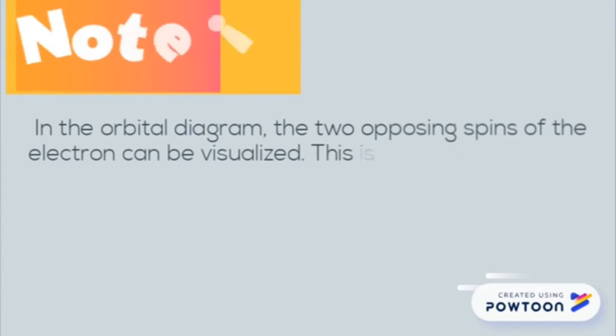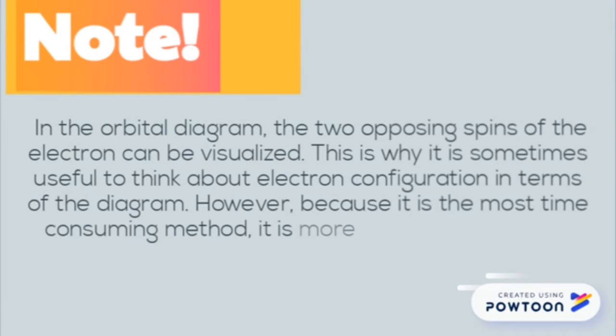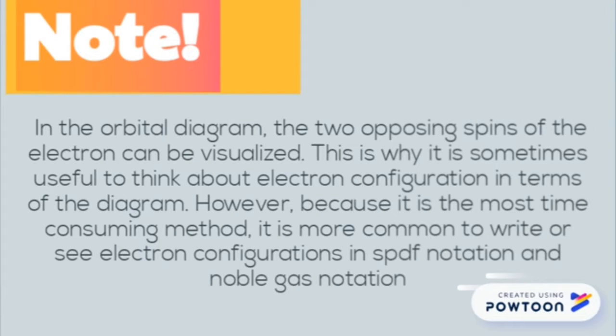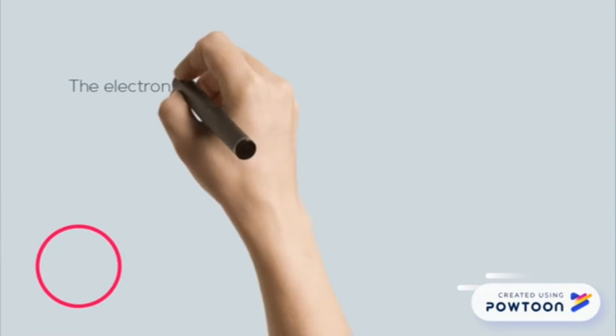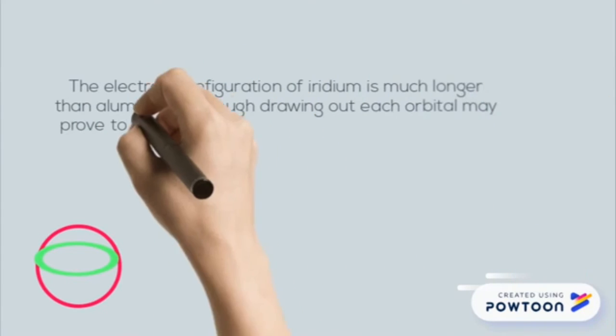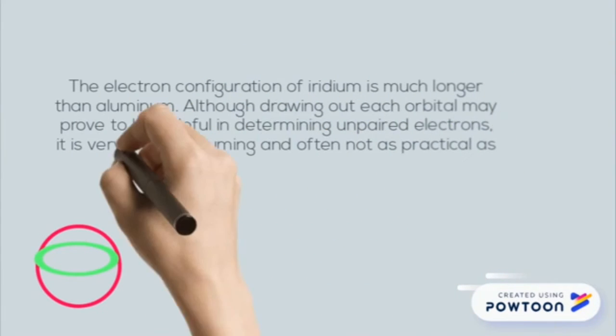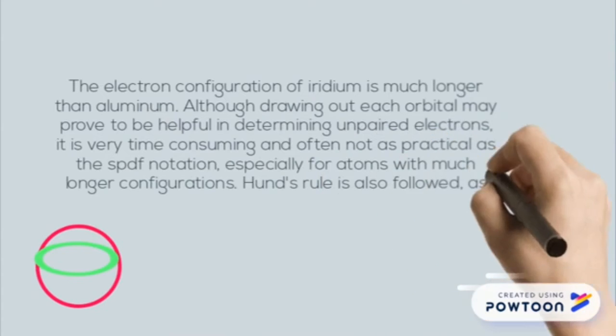Note the following. Another example is indium. We now know that the electron configuration of indium is much longer than aluminum. SPDF notation.